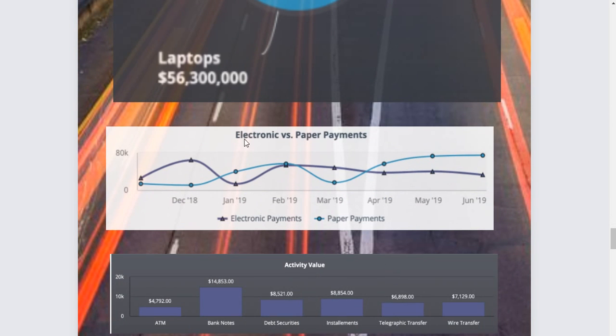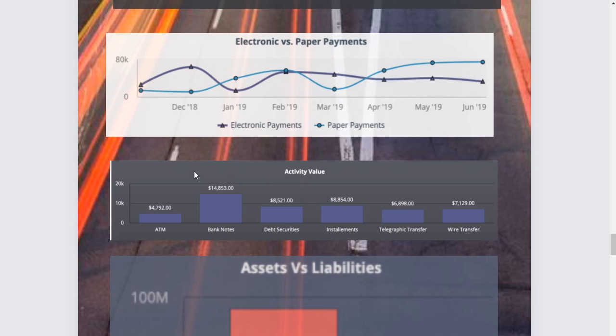Here is another example, electronic versus paper payments. There is a chart that shows the order with the triangle being electronic payments and the circle being paper payments. So you see a fluctuation up and down of these two combinations, and the company may make some decisions regarding that. For example, what happened in March 2019 that increased the electronic payments and decreased the paper payments? And what happened in June 2019 that it was totally the opposite? Paper was preferred to electronic payments. Something happened there.